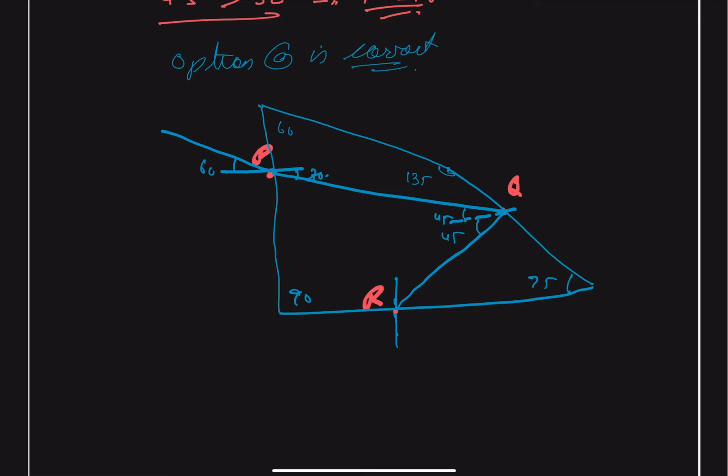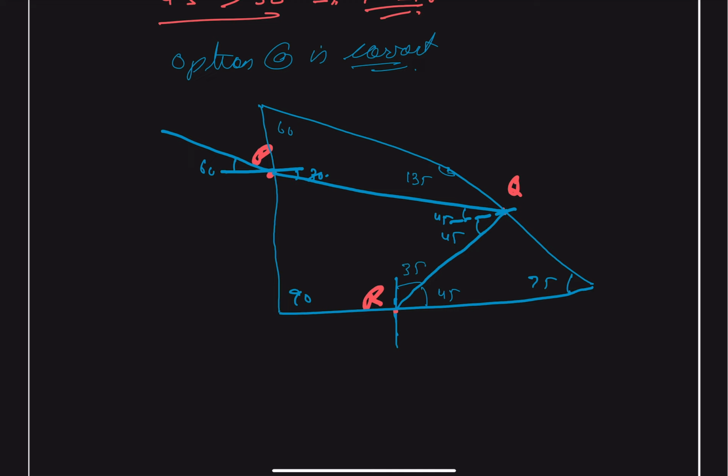So we can find out that this angle will also be 45, and with the entire angle being 90 degrees, we can say that we are going to get this angle as 35 rather.